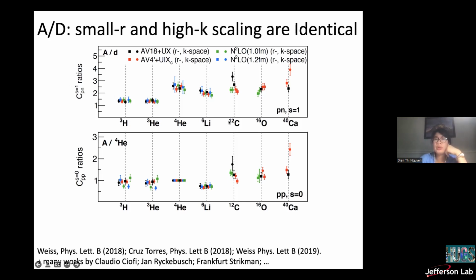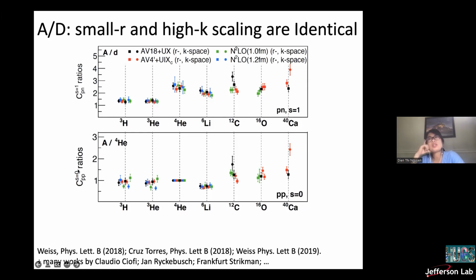So this one is from helium-3, tritium, helium-3, and all of this is relative to the deuteron. The square here is for R space, and the circle is for K space, for different NN interactions. You may notice one of the interesting features here is that when you calculate it in R space or K space for a given NN interaction, they are consistent with each other over the whole range of different nuclei. And this one is similar, but for the PP pair with spin 0.